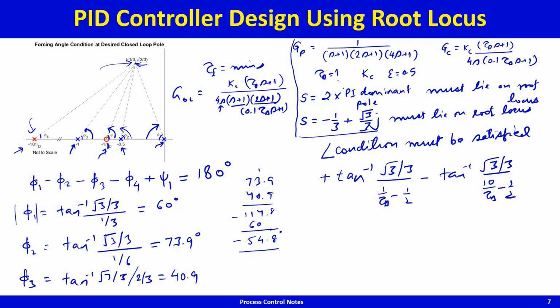Okay, so I think it will be easier if, instead of saying that this angle is minus 60 degrees and therefore it became plus 60 degrees, we just say that this angle is minus 120 degrees. I think that is much easier. Yeah, minus 120 degrees. So if we take this as minus 120 degrees, then 73 plus 40 is 114.9 plus 120 is 234.8.